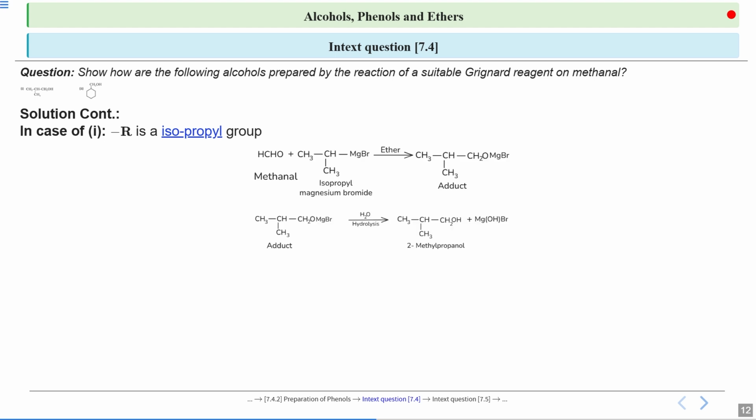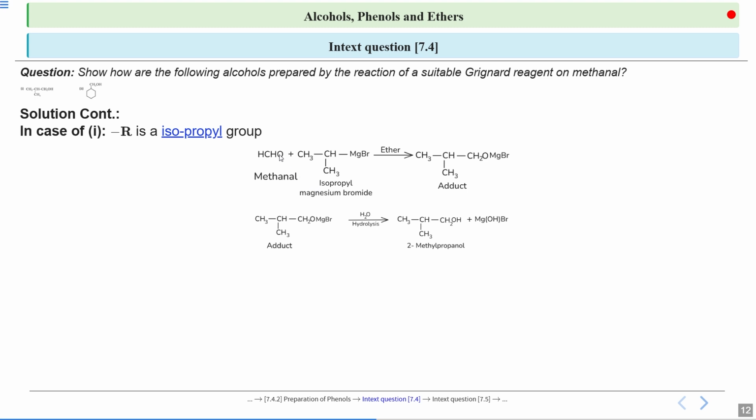So in the first case, your R is an isopropyl group. When you look at this question, you will see that to this carbon, a methyl group is attached on the second position. So this is an isopropyl group. First we take methanol, which is a formaldehyde. To this, isopropyl magnesium bromide is reacted. When we react this isopropyl magnesium bromide, an adduct is formed, that is the addition product of methanol and isopropyl magnesium bromide. Again, the same steps will be followed. So what will happen?